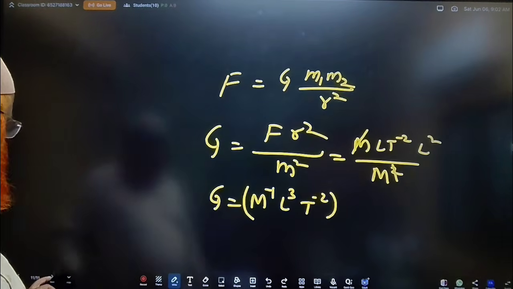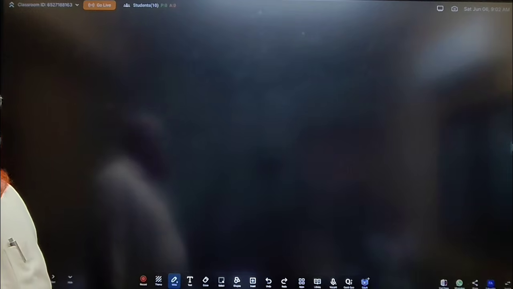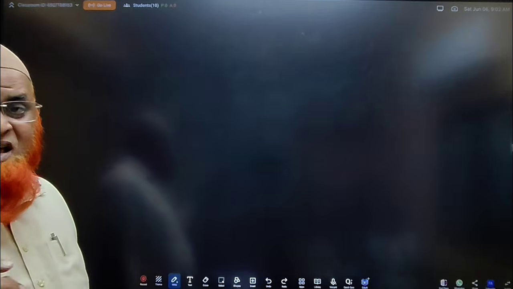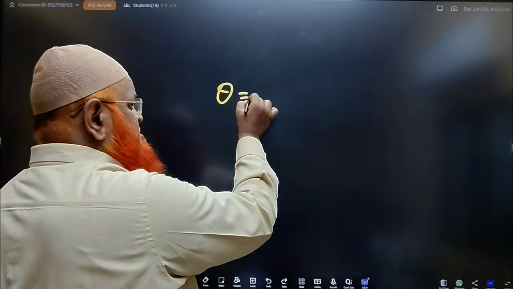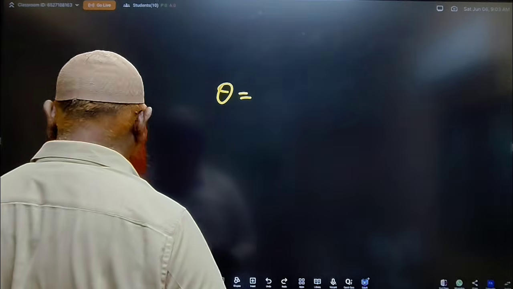Next. Plane angle. So plane angle means I think no dimension for that. For angles there are no dimensions. It's a number, 30 degrees, 40 degrees. So what is the next one?